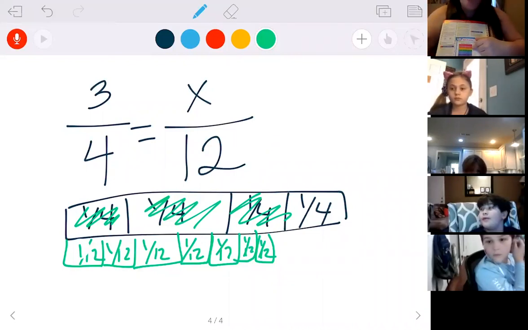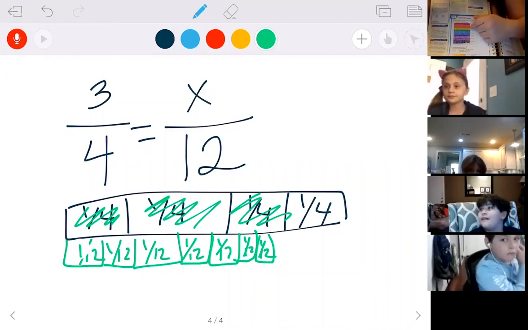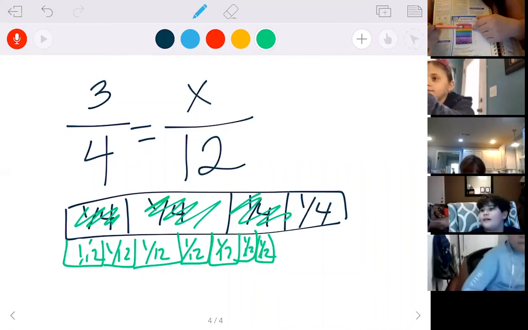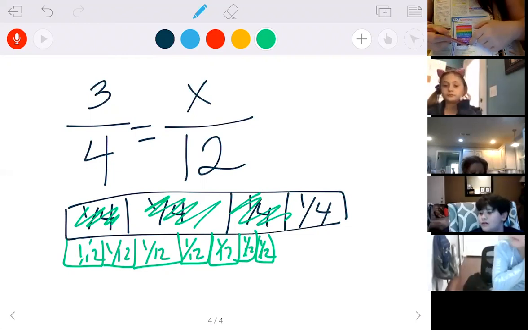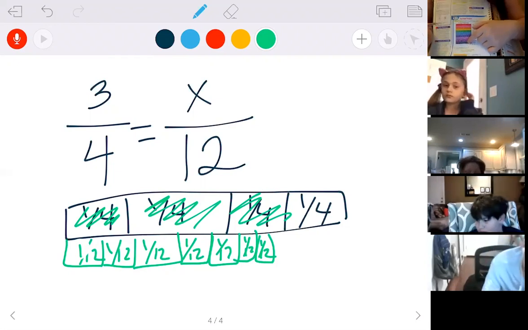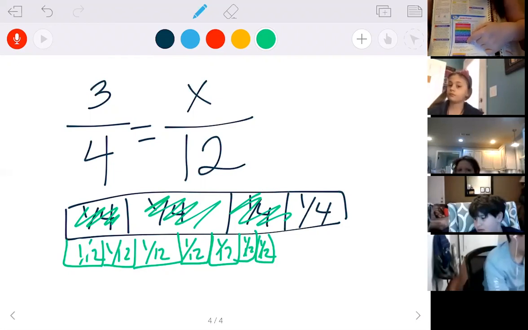I muted myself, sorry. If I want to see how many 1/12ths fit into the fourths, I say 1, 2, 3 fourths, put my finger, slide it down to the 12ths, and then I count up how many 12ths till I get to my finger, which is 9.